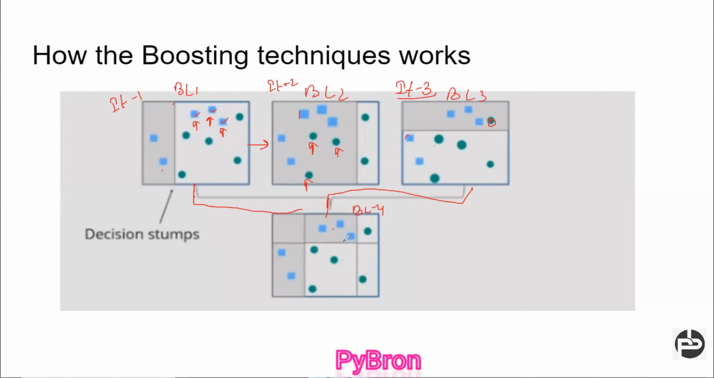So this is the complete fundamental idea to classify, because a single base learner itself is not able to classify properly. So in order to overcome this kind of problem, we are going to do it like this.